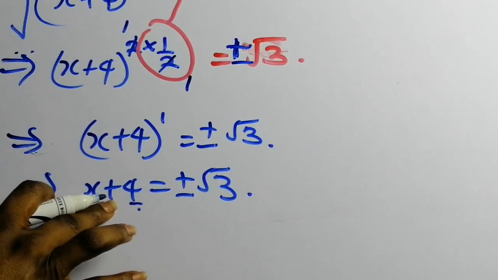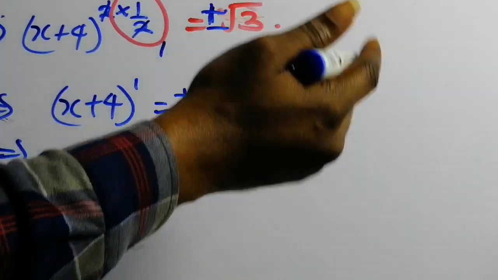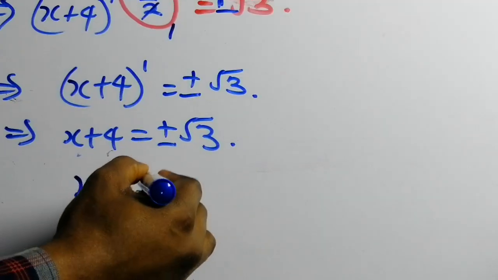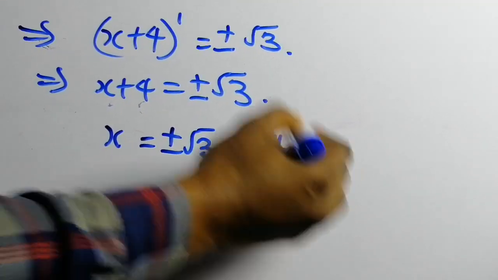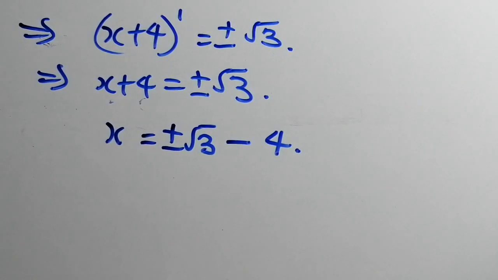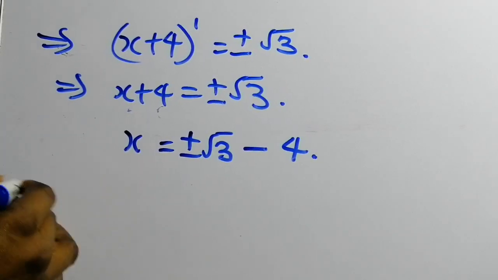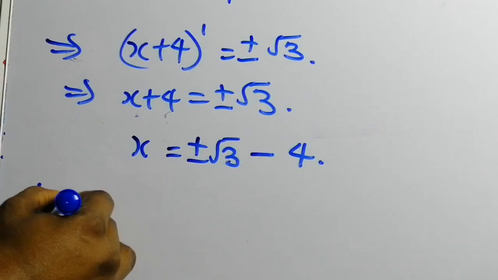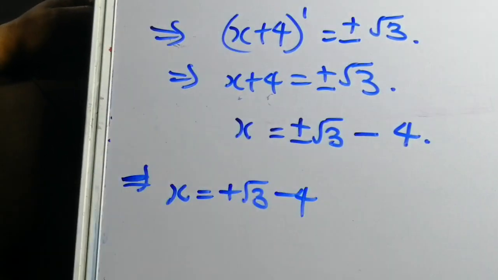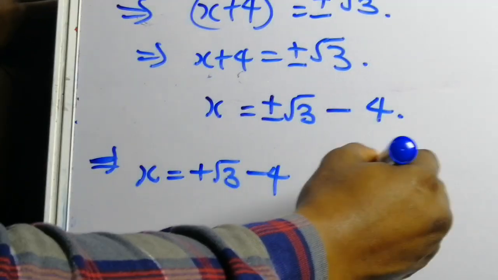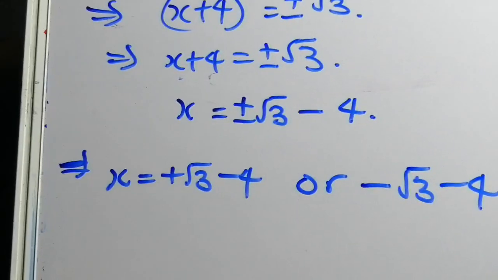So it means that x, I'm moving plus 4 to the right hand side. If it's moving, it will change to minus. This is plus or minus what? 3 minus 4. Do you see now? Very, very simple. Plus or minus 3 minus what? 4. So this implies that x equals plus root 3 minus 4, or minus root 3 minus 4. It's as simple as that.